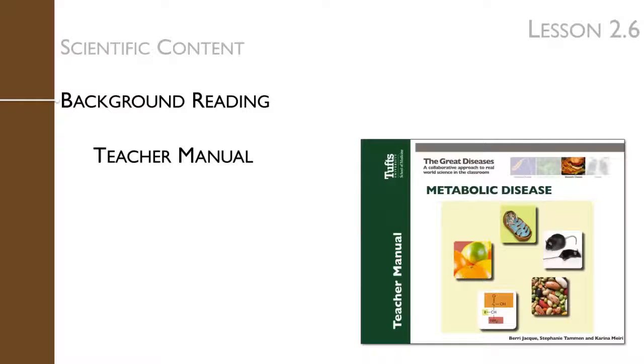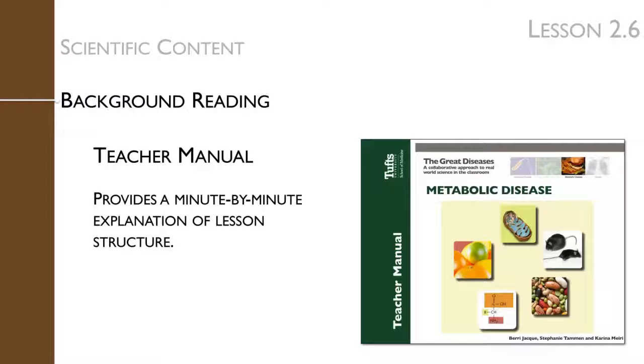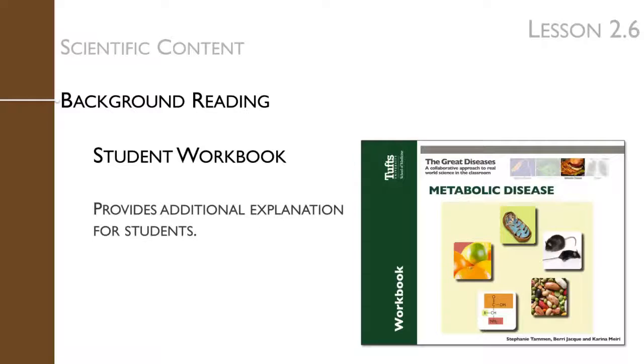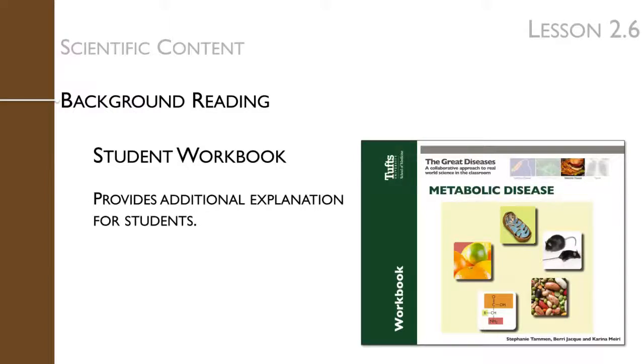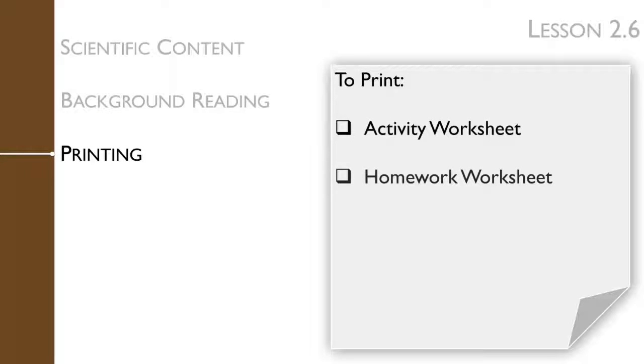The teacher manual or lesson plan provides a minute-by-minute explanation of the lesson structure, including instructions on how to manage the discussion and the activity. The student workbook provides additional explanations for students. You will need to print out one activity worksheet and one homework worksheet per student.